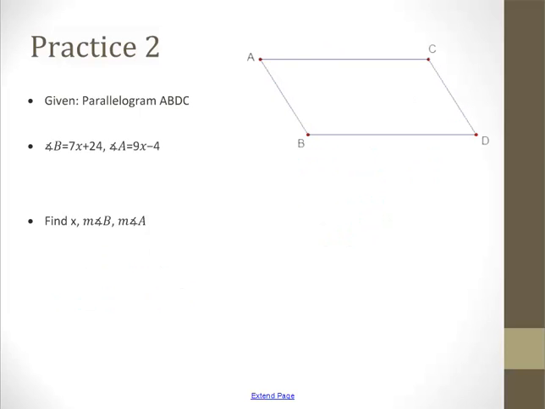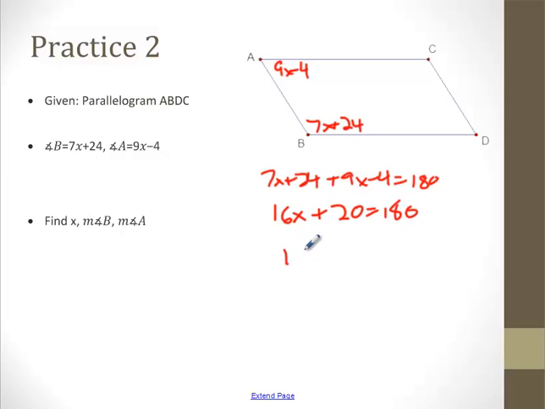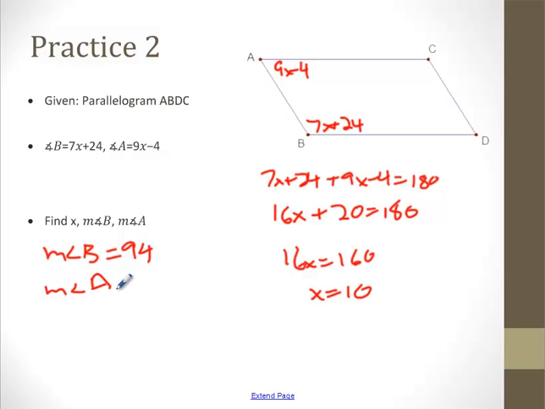I want you to try this one on your own, and then we'll check the answer very quickly. So again, similar setup. Set them equal to 180. Oops, that's not right. 16x equals 160. x is 10. And then when we plug in 10, we get the measure of angle B to be 94. And we get the measure of angle A to be 86.